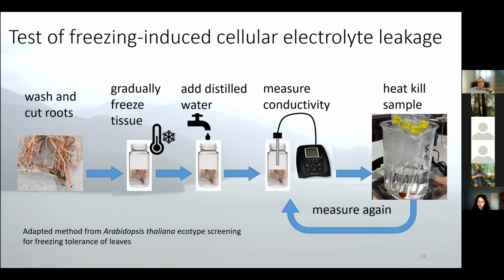The next day, we can measure the conductivity of the solution. So the voltage changes based on the amount of electrolytes that have leaked into the water. Those samples are then heat killed and measured again, and those measurements can be used to calculate an index of injury, which is roughly equal to a percentage of the total available electrolytes that have leaked due to freezing damage. Next slide, please.